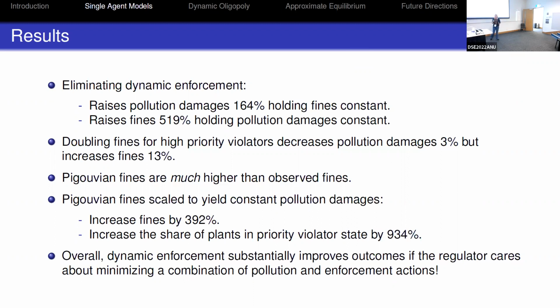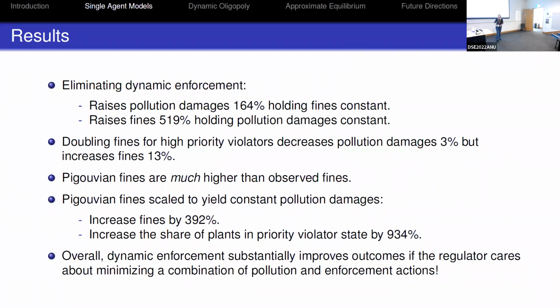Doubling fines for high priority violators decreases pollution damages 3% and increases fines 13%. Okay, what does that mean? To my eye, that means that actually increasing the slope of this enforcement schedule, making an even bigger stick when you're in the bad state, isn't worth that much. I generally tell a joke here that I often don't find that government's doing things right. And I'm not saying they're doing it right exactly here, but this is good evidence that they shouldn't necessarily be doing more of this. What they're doing is valuable, but there's not necessarily room for a lot more improvement by making it steeper.